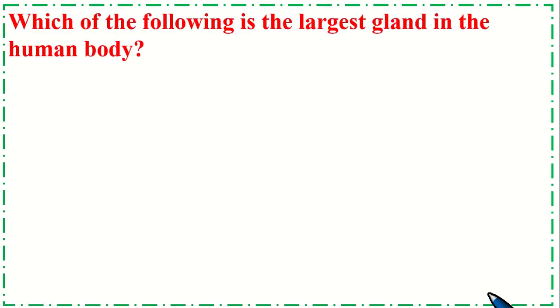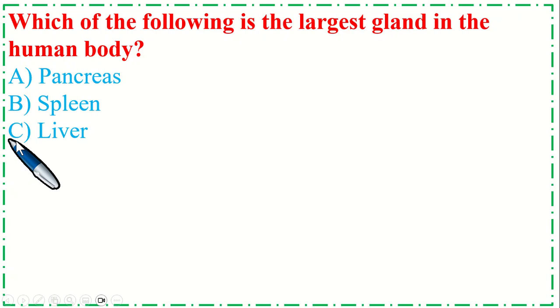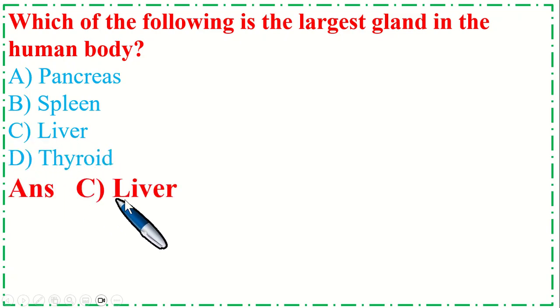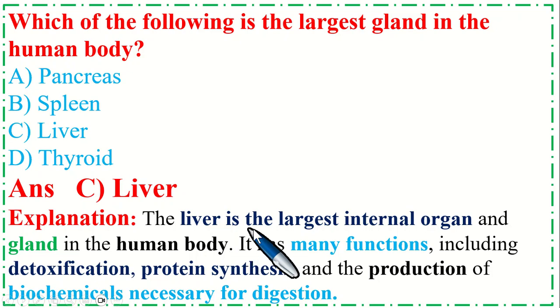Dear students, this is very important MCQs. Which of the following is the largest gland in the human body? Option A pancreas, B spleen, option C liver, and option D thyroid. So the correct option is C, liver. The liver is the largest internal organ and gland in the human body. It has many functions including detoxification, protein synthesis, and the production of the biochemicals necessary for digestion.